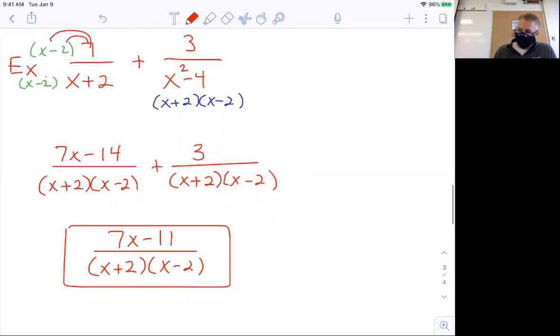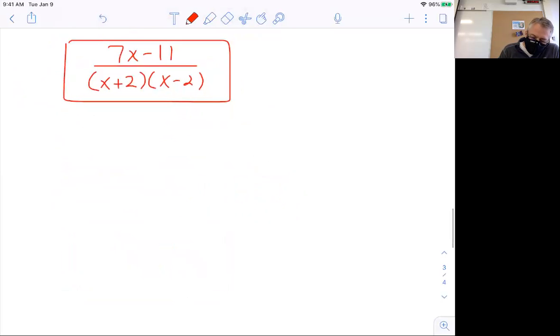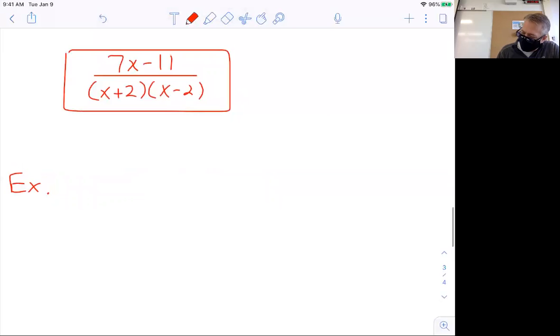All right, let's try another one here. So the process is going to be the same. The problems just differ in what the denominators are, really. So for our next example, let's do 2x plus 1 over x minus 5 plus 2 over x.